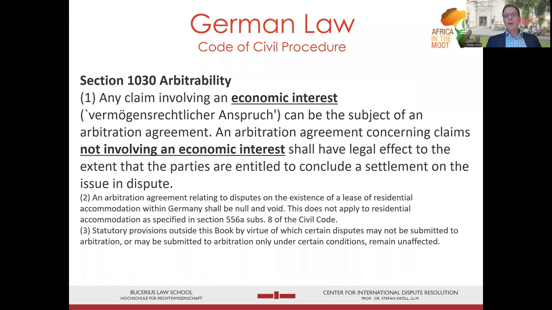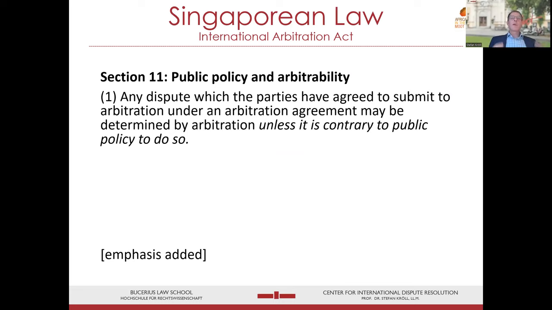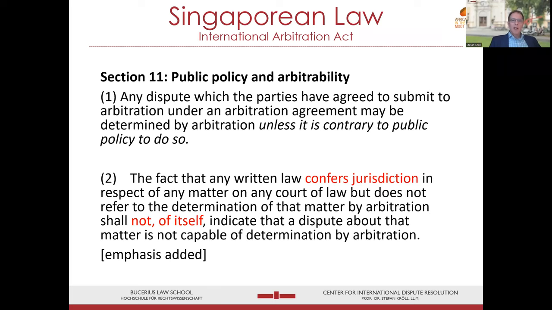And now let's look at the last provision, of Singaporean law, where you have a rule which says everything can be submitted to arbitration unless it's contrary to public policy to do so. And again, it's a very broad rule which has to be put into practice in every individual case. But it refers a little bit back to Gary Born's general description of arbitrability, where it says everything may be referred to arbitration unless the state considers this to be part of public policy. And what is also important here, the Singaporean law describes that the mere conferral of exclusive jurisdiction to a particular state court does not necessarily exclude the arbitrability of a particular dispute.